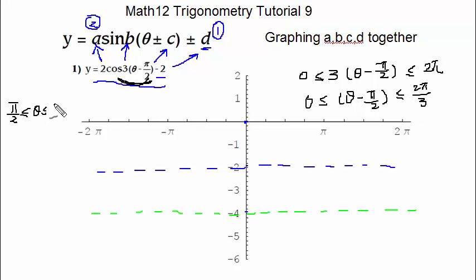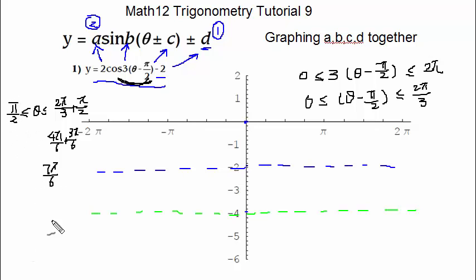2 pi over 3 plus pi over 2 is equal to 4 pi over 6 plus 3 pi over 6, which is 7 pi over 6. Okay, so we have theta less than 7 pi over 6 and bigger than pi over 2.